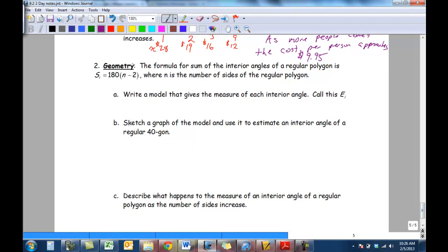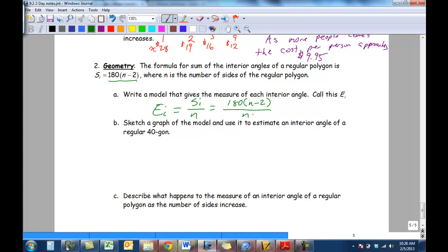All right, so let's go on to number 2. S sub I in geometry. That was the sum of the interior angles. S sub I is equal to 180 times n minus 2. You probably remember that from last year. We'll write the model that gives the measure of each interior. That was called E sub I. And E sub I, as you might remember, was called the sum of the interior divided by the number of angles, or number of sides, which is the same thing as 180 times n minus 2 divided by n.